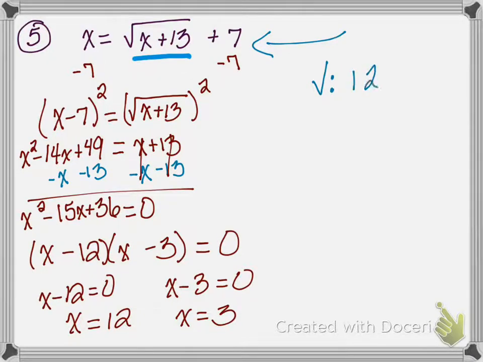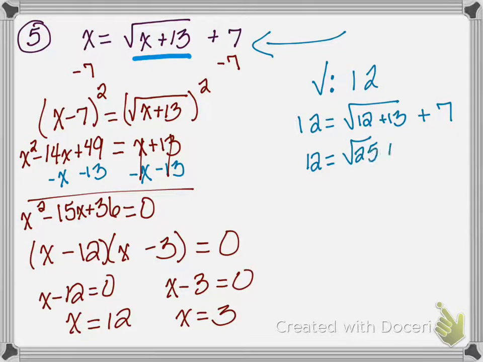The first one I'm going to check is 12. So I'm plugging 12 in for x. I have 12 equals the square root of 12 plus 13, plus 7. 12 plus 13 is 25, so I have 12 equals the square root of 25 plus 7. So 12 equals 5 plus 7, and that works. So we're in good shape. We've got that x equals 12 does work.